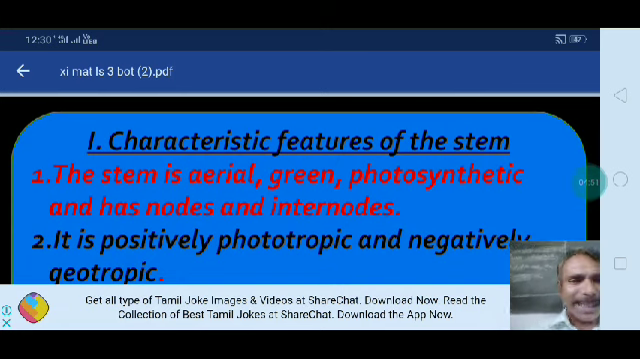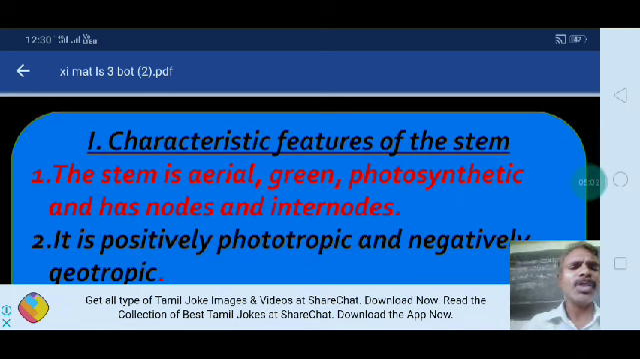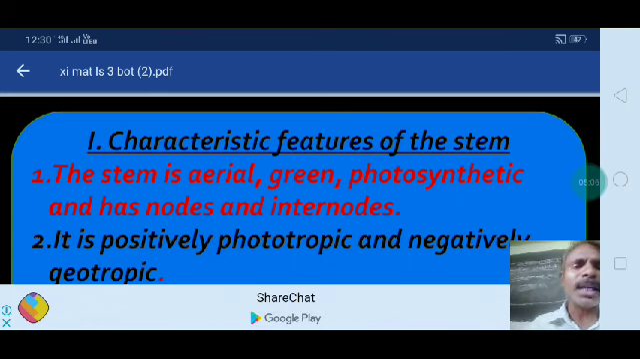The next is characteristic features of the stem. What are the characteristic features present in the stem region? Stem is aerial, green in color, photosynthetic, and has nodes and internodes. In a root system, totally these are absent.